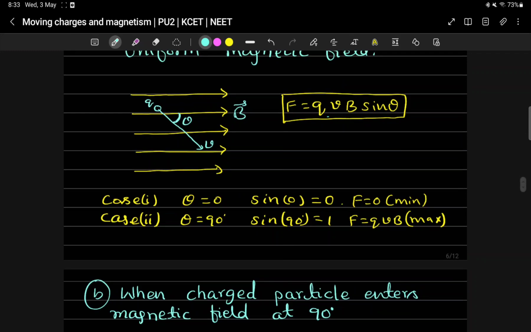Then if the sin θ value varies, if θ is 0 degrees or 180 degrees, that means if the charged particle is moving parallel to the magnetic field, the force experienced by it is 0. And if the velocity of the charged particle is 0, that means the charge is at rest inside the magnetic field, even though the charge is present inside the magnetic field, it will not experience any force. But in the case of an electric field, it experiences force, whether it is moving or not. In the case of a magnetic field, it will not experience force until and unless it moves with velocity V, making an angle θ.